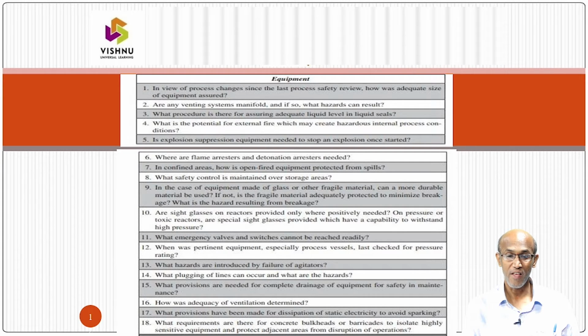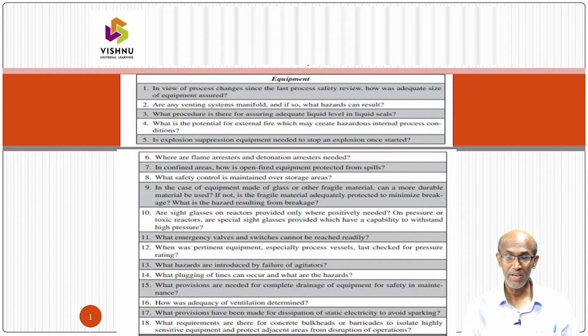In confined areas, how is open fired equipment protected from spills? What safety control is maintained over storage areas? In the case of equipment made of glass or other fragile material, can a more durable material be used? If not, is the fragile material adequately protected to minimize breakage? What is the hazard resulting from breakage? Are sight glasses on reactors provided only where positively needed?